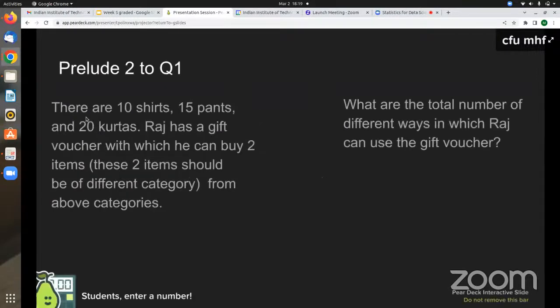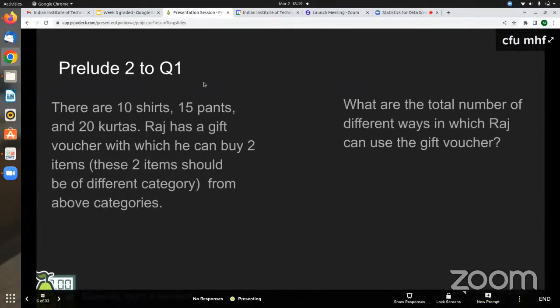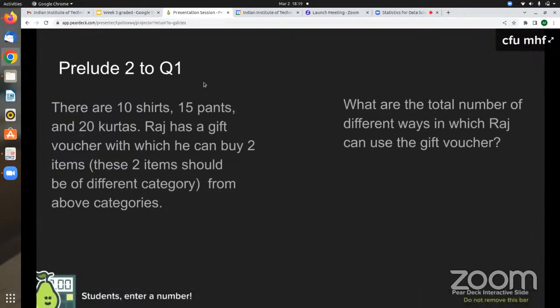So the prelude to question number one has the same information. There are 10 shirts, 15 pants, and 20 kurtas, and Raj has a gift voucher with which he can buy two items. These two items should be of different categories. If you have selected a shirt as the first item, then the second item you cannot select a shirt; you have to select either a pant or a kurta. So what are the total number of different ways in which Raj can choose the gift voucher?